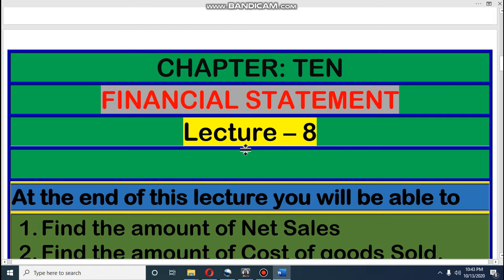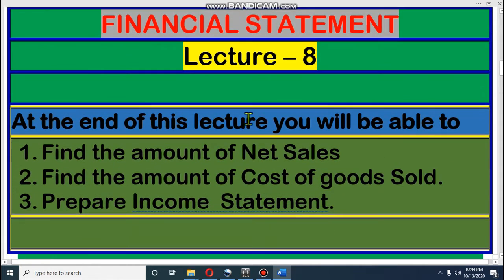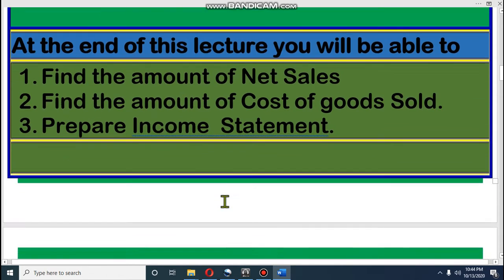Dear student, today it is our 8th lecture on chapter 10. All of you know that this is financial statement. Dear student, at the end of this lecture, you will be able to find the amount of net sales, find the amount of cost of goods sold, and you can prepare income statement. Dear student, let's see how we can solve the math.